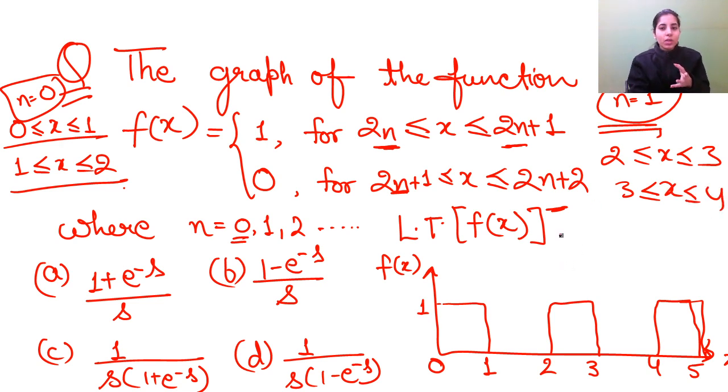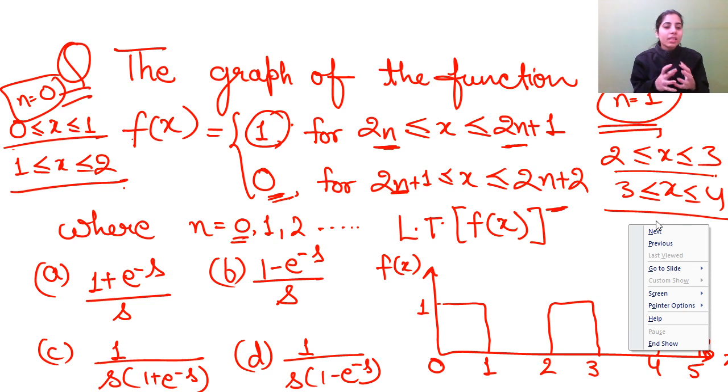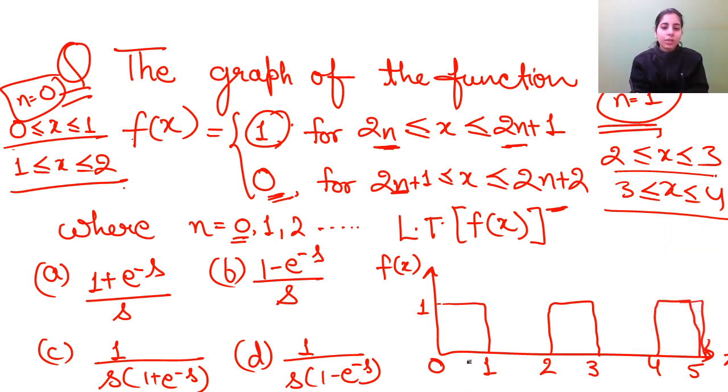Now the point is, you can see the value of the function was 1 initially for the range 0 to 1. Then the value of the function was 0 for the range 1 to 2. Then the value was 1 for the range 2 to 3. Then the value was 0 for the range 3 to 4. Clear? So that means the function is repeating itself. And also in the graph, you can observe the same thing.